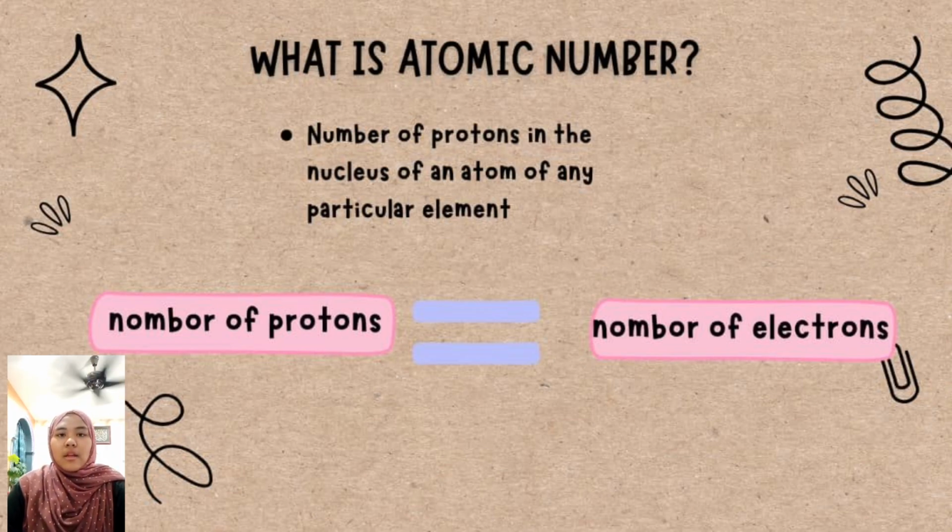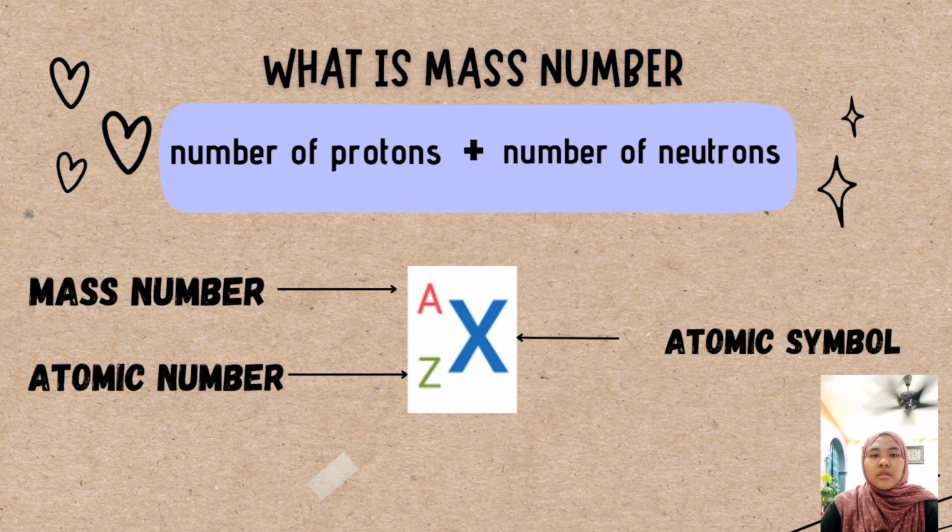What is atomic number? Atomic number is the number of protons in the nucleus of an atom of any particular element. For your knowledge, the number of protons is equal to the number of electrons. What is mass number? Mass number is measured by calculating the total number of protons and number of neutrons in an atom.